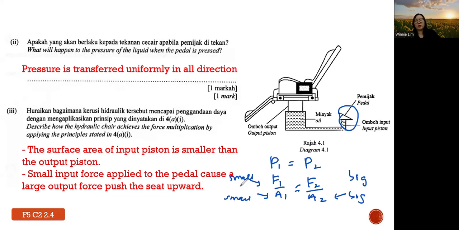Or you can also rewrite it, whereby F1 equals to what? Okay, A1 over A2 times F2. Oh, sorry, I did it the reverse way. We should use F2. Then you will see the multiplication idea. So F2 is basically A2 divided by A1 times F1. So if the ratio of your A2 and A1 is bigger, that means your output force will be bigger.